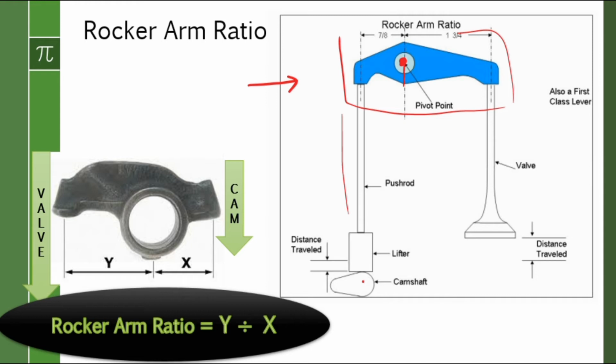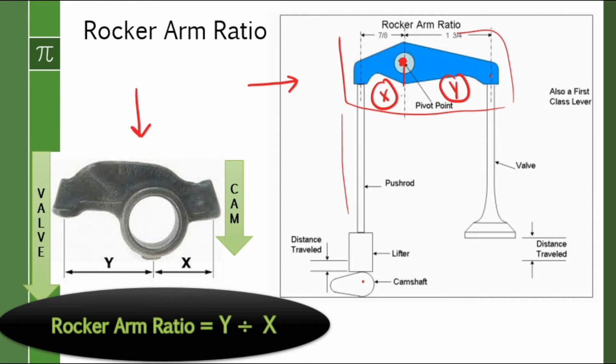So you're going to have a measurement between the push rod, which comes from the camshaft, so we call this the cam side, and the pivot point. And we're going to call that measurement X. It will always be the smaller measurement because you want to get a mechanical advantage from this. And then we're going to have a second measurement that goes from the pivot point over to where the valve contacts the rocker arm. And we're going to call that measurement Y. And it's going to be the bigger one.